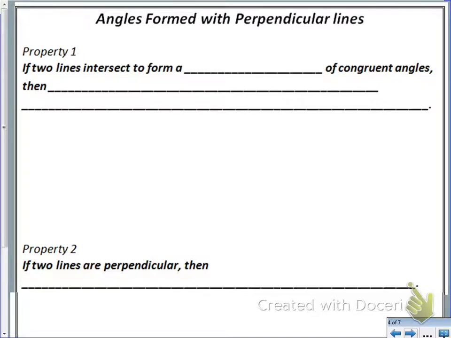All right, we have two properties we're going to learn about perpendicular lines. First property states if two lines intersect to form a linear pair of congruent angles, then the lines are perpendicular. Keep in mind the symbol for perpendicular is an upside down capital T. Now let's do a little review.